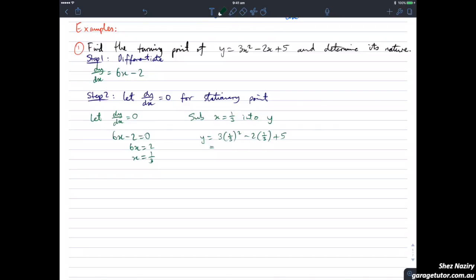So it's 14 on 3. Alright, there we go. So we've got 14 on 3. Therefore, my turning point is (1 on 3, 14 on 3). But I haven't classified what kind of turning point it is yet. Okay? Now we've got a third step. So step 3. This is a new step, guys, so pay attention. No, that's the other method. I'm not going to teach that till second derivative. Now, step 3. Use the box method.